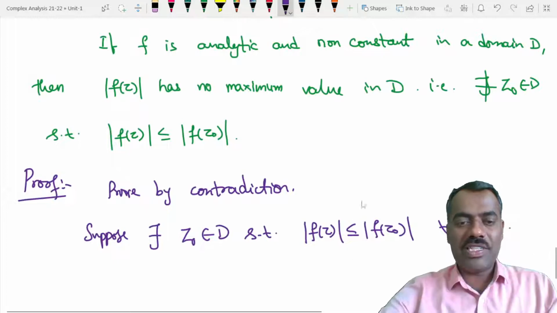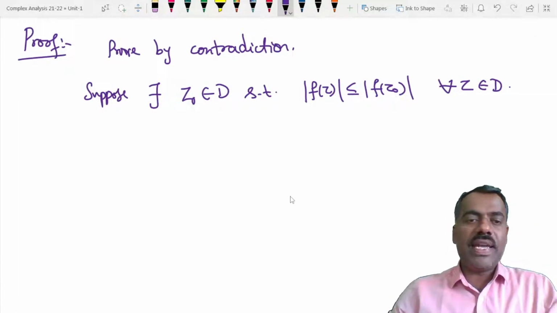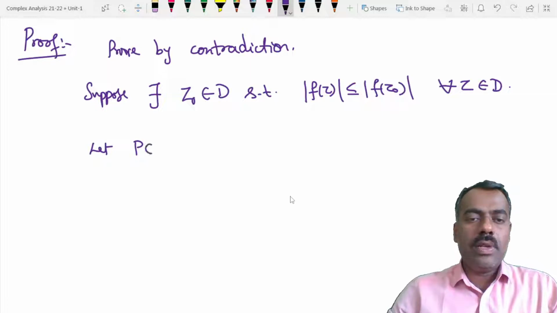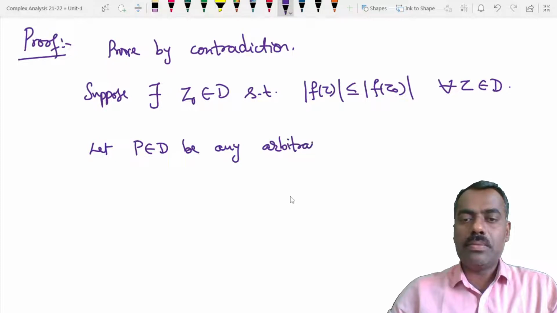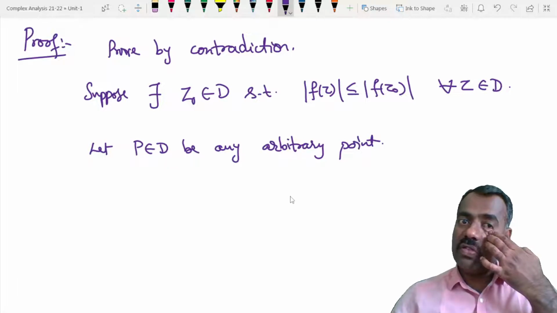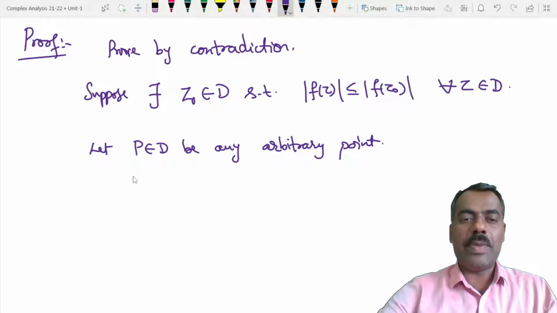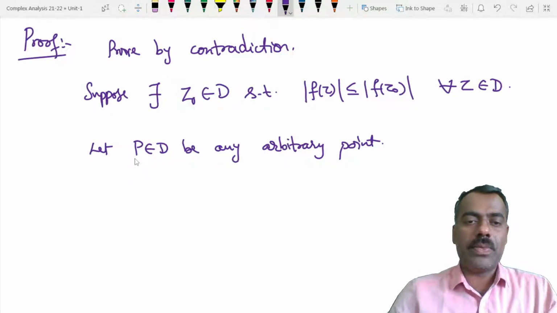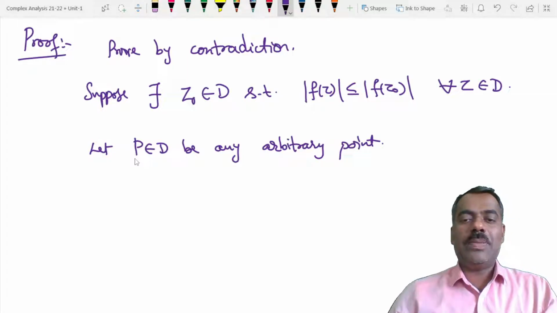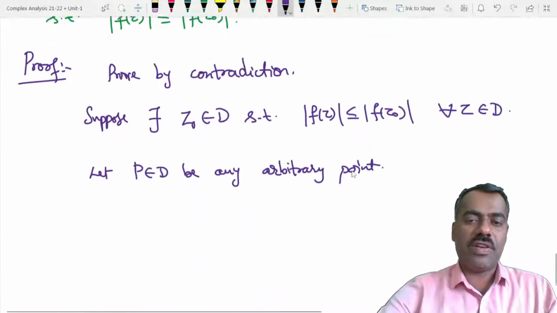How we will prove f is constant: z naught is there. Let p belonging to D be any arbitrary point. Then we will show that f of z naught is the same as f evaluated at p. Because p is arbitrary, we get that f is constant, which is a contradiction because it is a non-constant function.